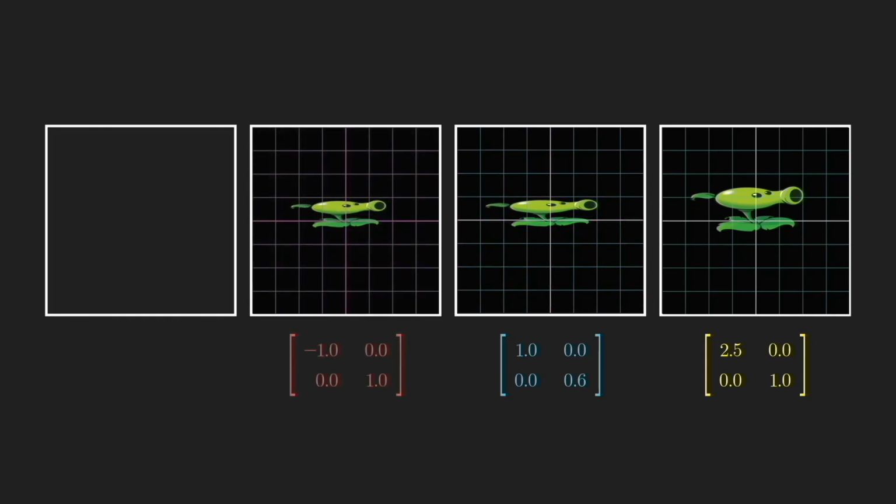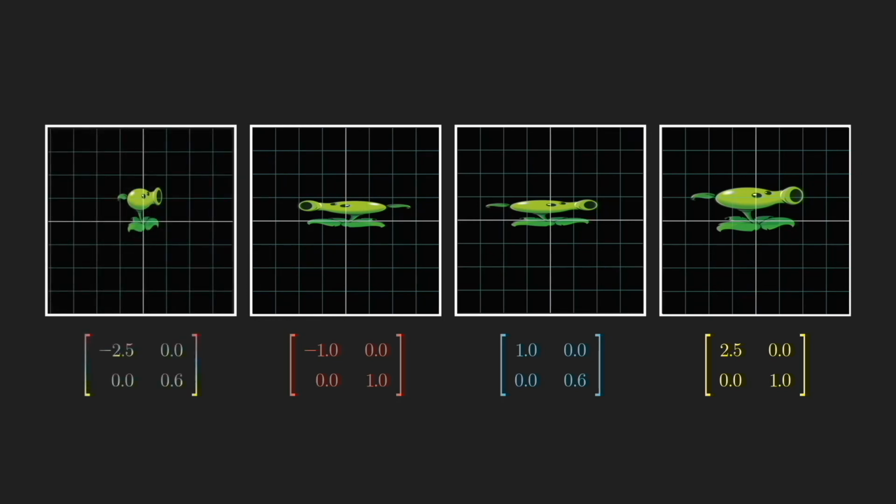Let's use this image as an example. Firstly, we scale the x-axis by 2.5. Secondly, the y-axis by 0.6. And thirdly, a reflection. And this diagonal matrix, which is a composition of the 3 matrices on the right, would just encapsulate the 3 transformations, but in one go.